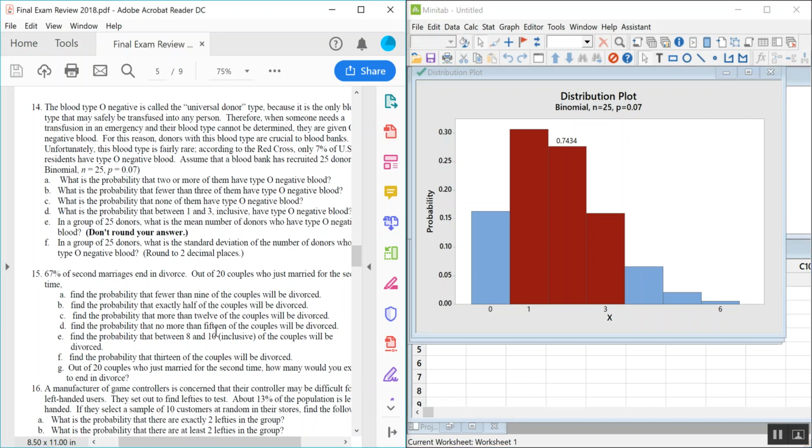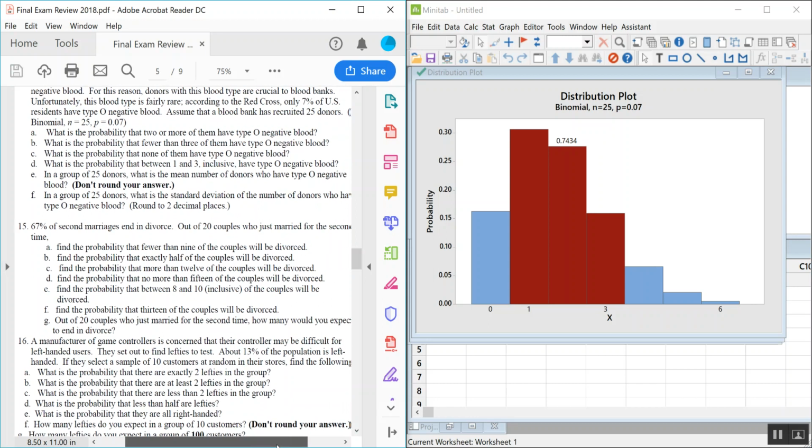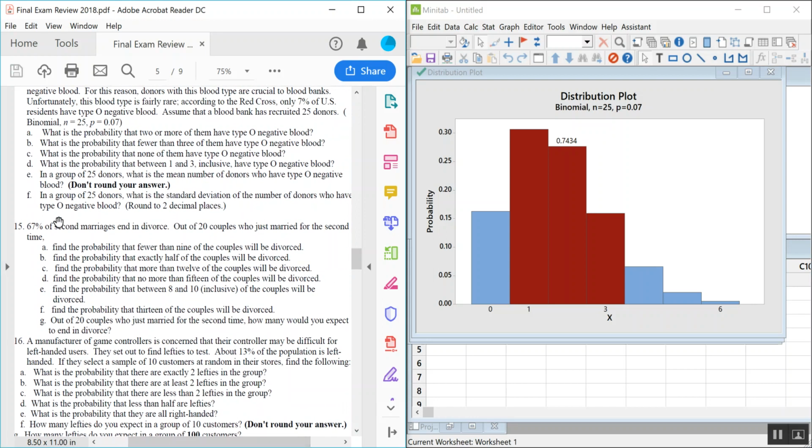Let's move on to number 15, specifically A through C. This is also a binomial scenario, since I have some type of success: the probability that you are going to get divorced in your second marriage. This one's a little depressing, but at the same time, I just needed something that had this type of scenario, so I don't know, judge me. Out of 20 couples who just got married for the second time, then we've got some questions. Find the probability that fewer than 9 of the couples will be divorced.